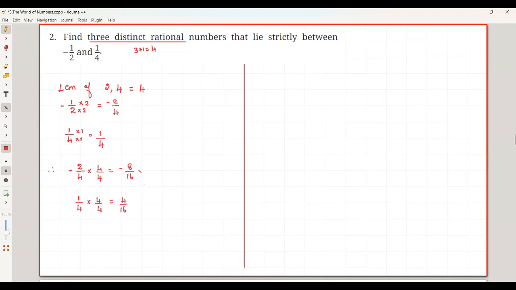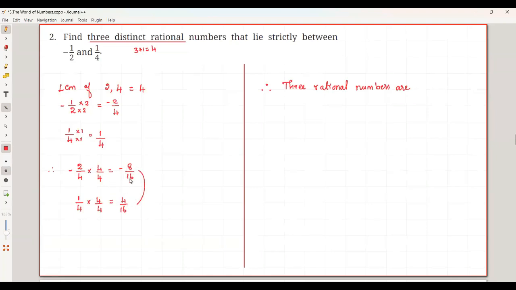Now in between these two, I can just find as many rational numbers as I need. They are asking only 3 rational numbers. Therefore, the three rational numbers are, if you want to take only positive, you can go with the positive. What are the numbers? 1 by 16, 2 by 16, 3 by 16. In between means you should not include these two numbers. If you want to go with only positive, we can go with positive, or we can go with minus.